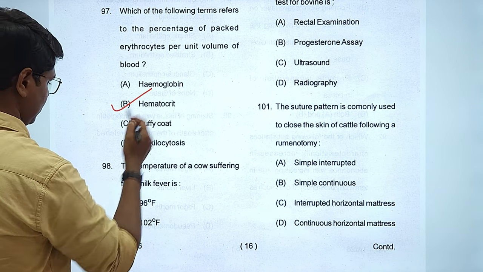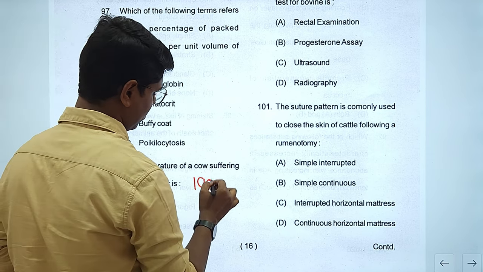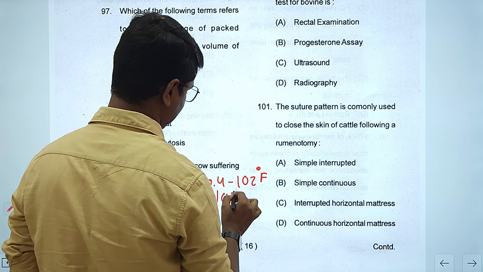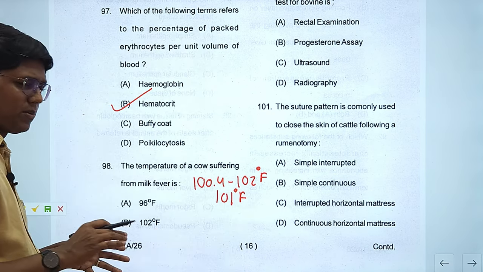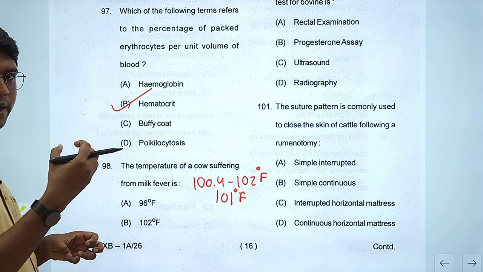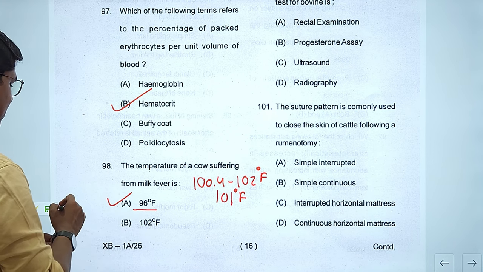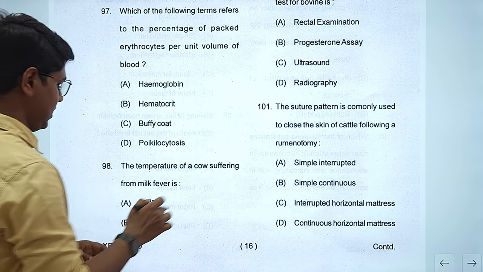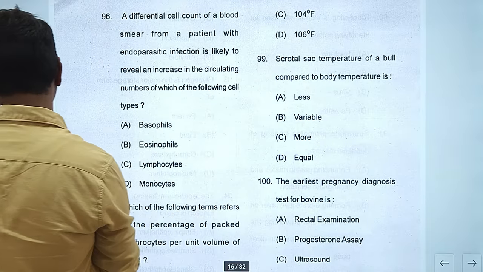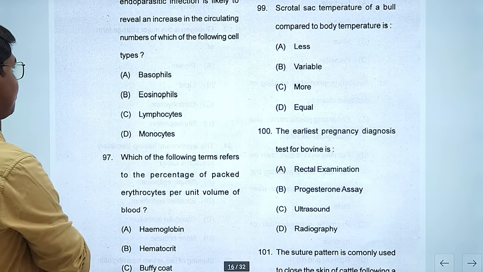The temperature of a cow suffering from milk fever. The normal temperature of the cow is around 100.4 to 102 degrees Fahrenheit. Okay, the average is 101 degrees Fahrenheit. What happens during milk fever is that due to the deficiency of calcium, muscular thermogenesis will be hindered. So we will find a slight decrease in temperature, that is hypothermia. Answer is 96 degrees Fahrenheit, but it does not go that low. Answer is 96 because all of the others are high. Okay, 104 is high, 106 is high. It is not the characteristic of milk fever.